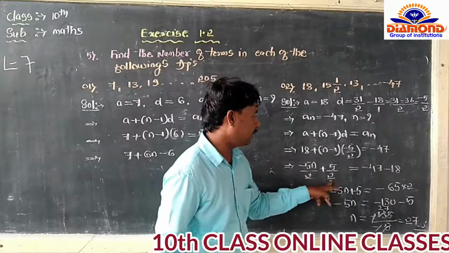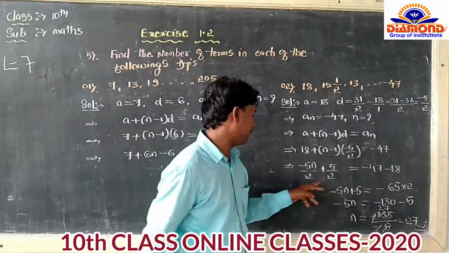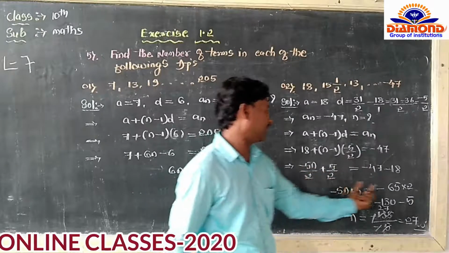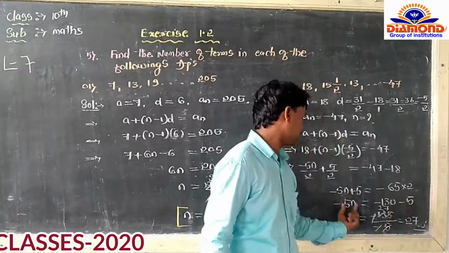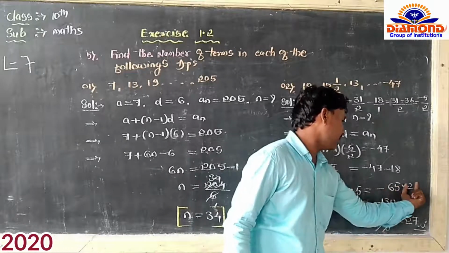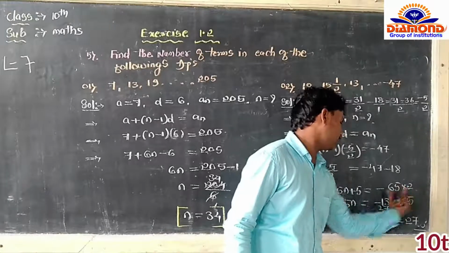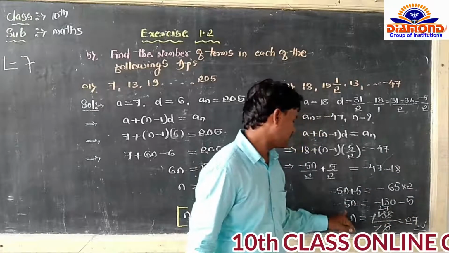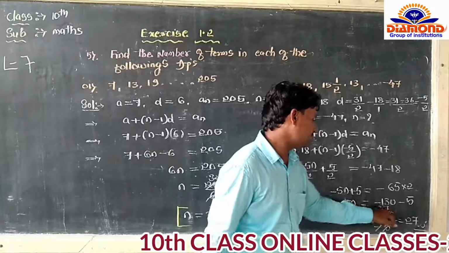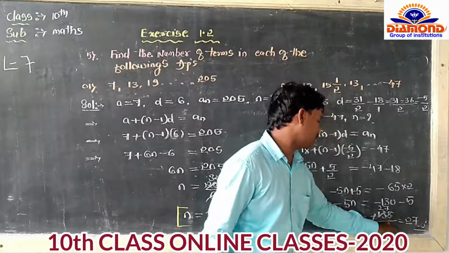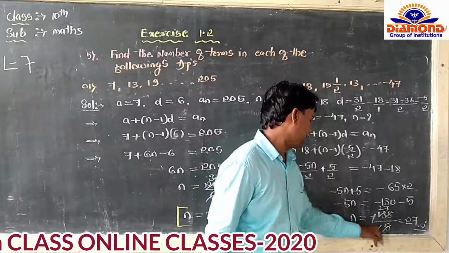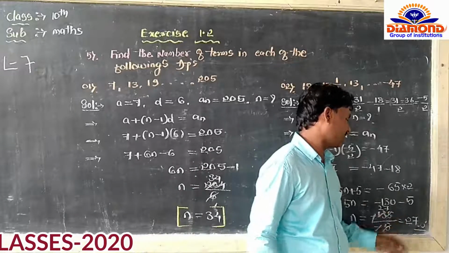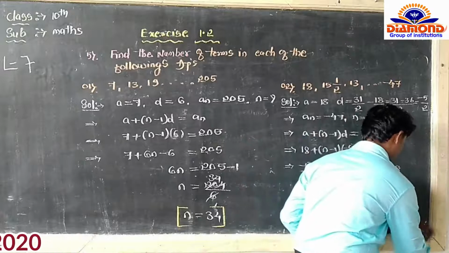Here the denominators are the same, that's why we take the denominator one time. Minus 5n plus 5 is as it is, and the denominator becomes a multiplier on the numerator side. Minus 5n plus 5 is equal to minus 65 into 2, which is minus 130. Transfer the plus 5, it will become minus 5. Then n is equal to minus 130 minus 5 is equal to minus 135, divided by minus 5. Minus, minus both get cancelled. 5 sevens are 35. Means the number of terms is 35 for the second question, dear students.